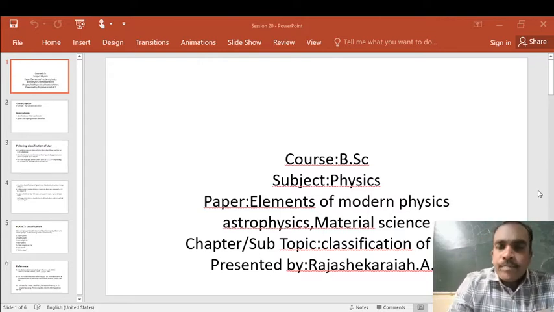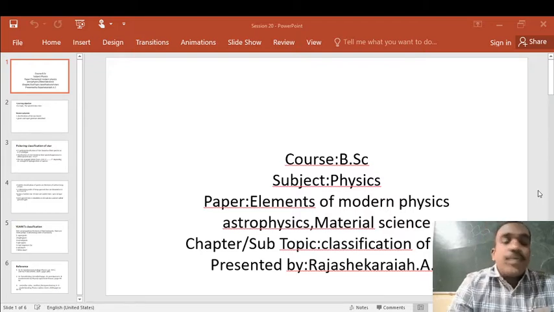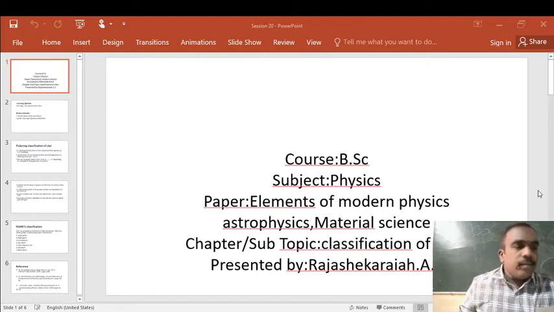So now today we are going to discuss the astrophysics and material science chapters. Today's topic is the classification of stars. So what is the classification of stars?